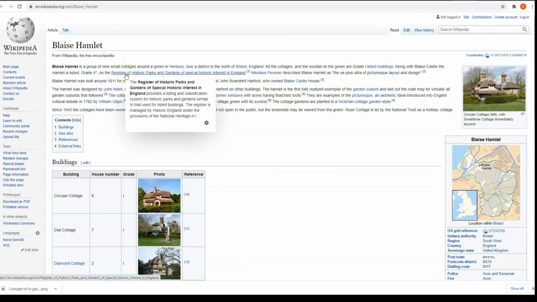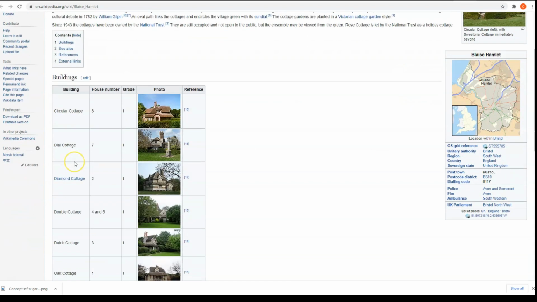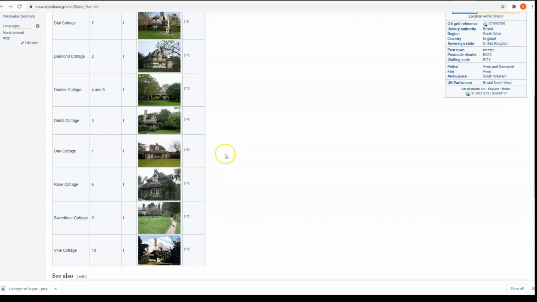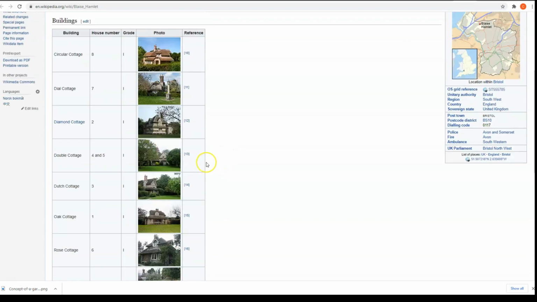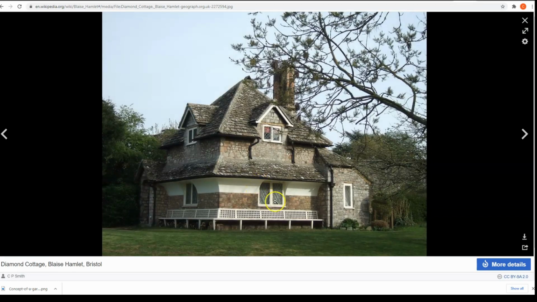And here we have Blaze Hamlet. It's a group of 9 small cottages around a green in Henbury, now in the district of North Bristol, and no doubt they're going to tell us it started as one of these villages. So, okay, these must be really nice houses that they've preserved. Wow, look at that. I have not seen that before. Okay, that wall curves out to meet the roof there.